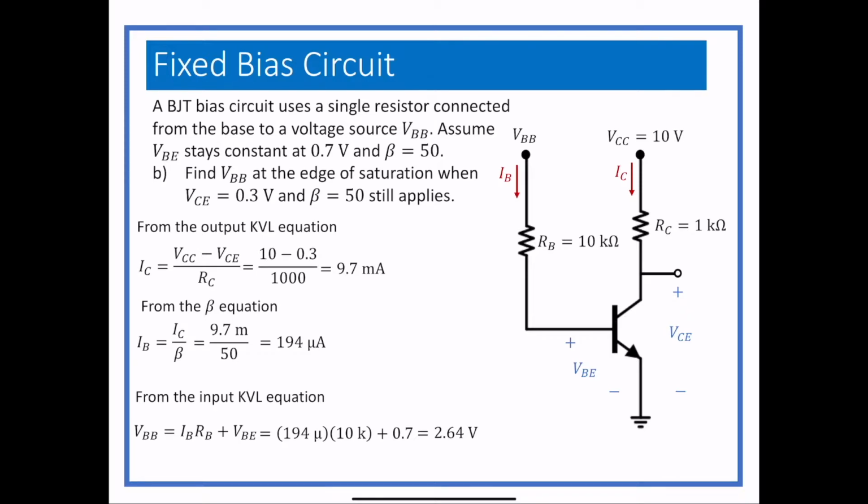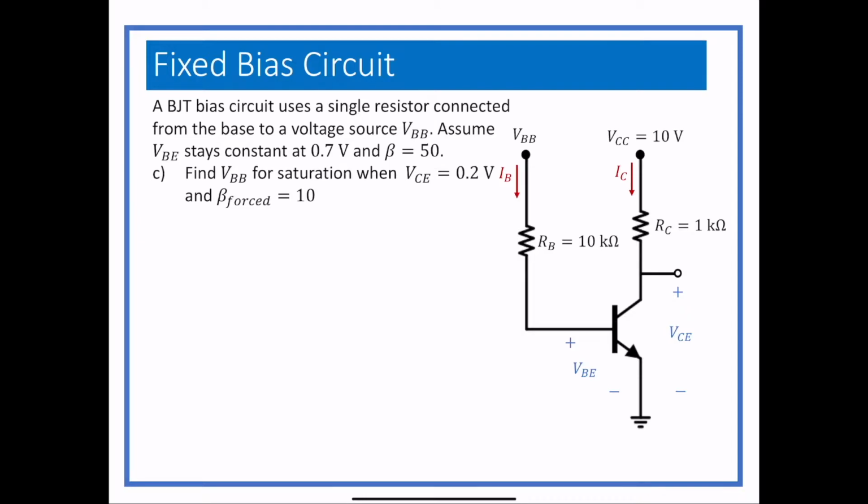Then we can find VBB in saturation. In saturation, the beta value actually doesn't apply, because when it gets pushed into saturation, the base current can continue to go up, but the collector current can't, so the beta value is different. Oftentimes you calculate that, but this is just going to tell you that the forced beta in that case is 10, since we can't really measure anything else.